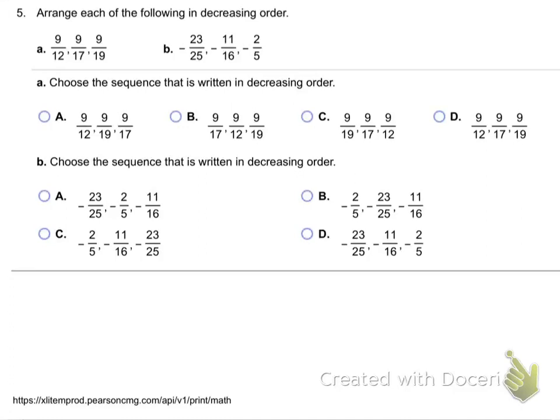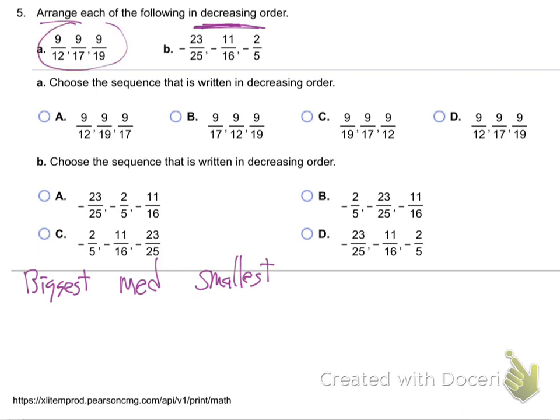Okay, so on number 15, we're supposed to arrange in decreasing order, which means we want the biggest, the medium, and then the smallest. That's what decreasing order means, going down, right? From the biggest down to the smallest. So as you look at these three, how do you know which one is the biggest, which one is the medium, and which one's the smallest?